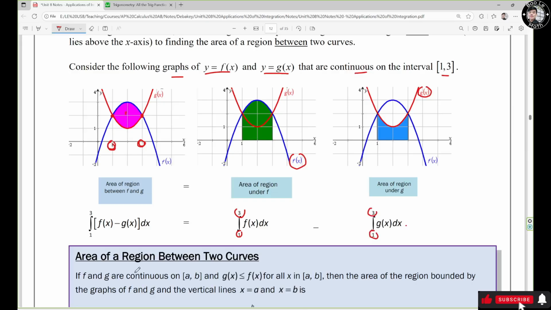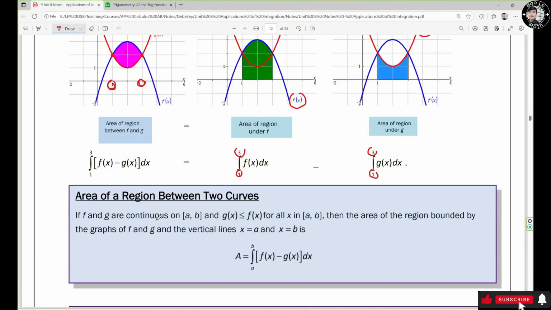In other words, if f and g are continuous on the closed interval a and b, and if g of x is less than or equal to f of x, what does it mean? It means that g of x is below the function f of x for all x in the closed interval a and b. Then the area of the region bounded by the graphs f and g and the vertical lines x equals a and x equals b is given by the formula right here, where a and b are the intersections between the two graphs f of x and g of x.